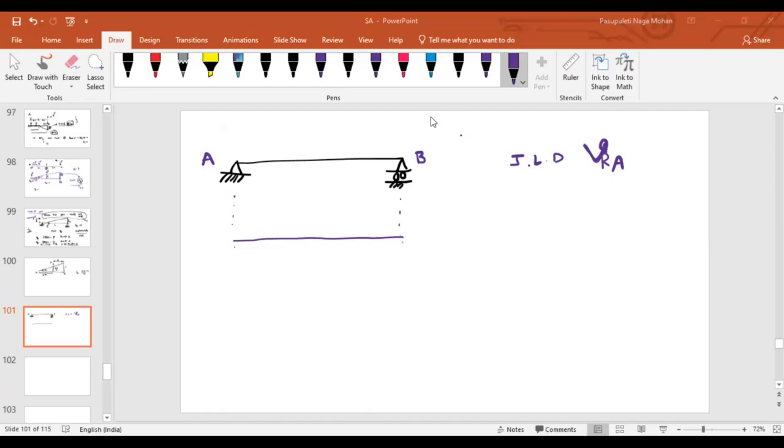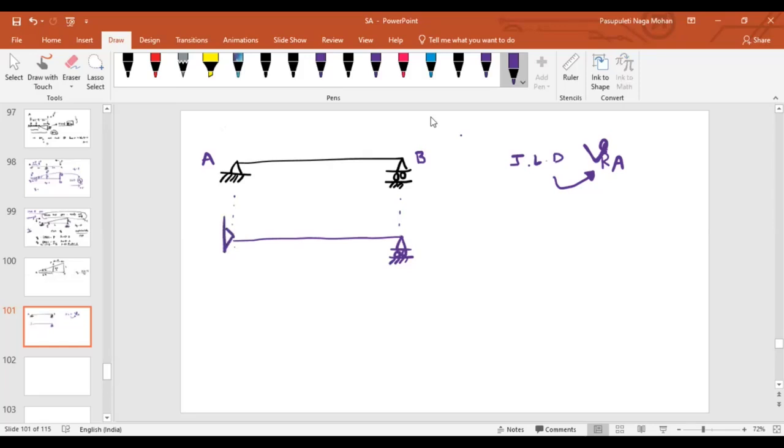Initially at A, how many resisting forces are there? 2. What are they? Horizontal and vertical. Now, for which one are we drawing the ILD? Vertical reaction. So which force do we have to release? Vertical. The horizontal resisting force still exists, but you have to release the vertical force only.